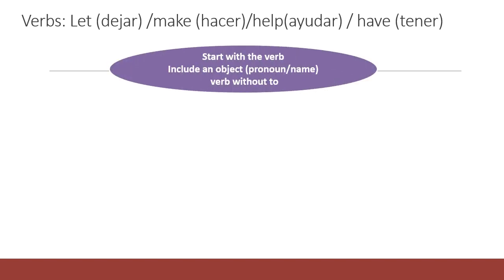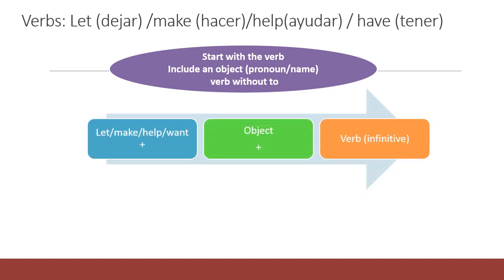These sentences will have as the beginning one of these verbs. They will include an object. The object can be an object pronoun, the name of the person, or the person. And we are going to use another verb without the preposition to. Let's check the structure. So here we have let, make, help, have, any of these verbs, plus the object, plus the verb in infinitive, without the preposition to.